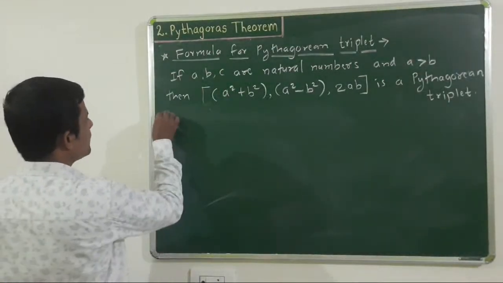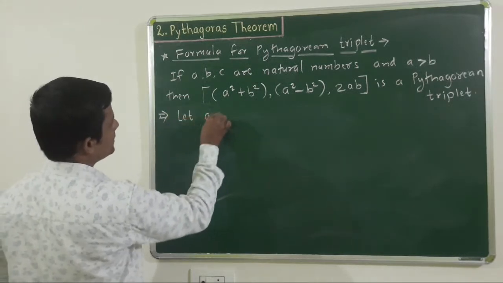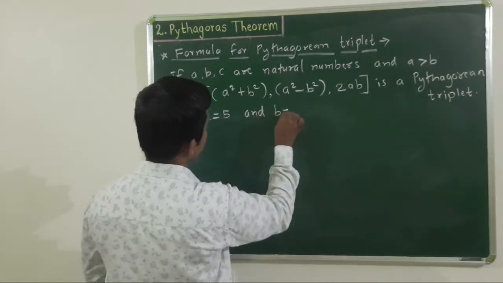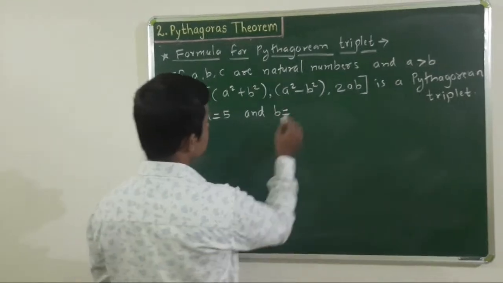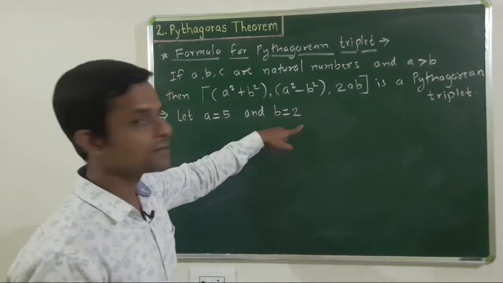I'm putting some values of a and b. Let a be equal to 5. Since a is greater than b, b must be smaller than a. Suppose b is equal to 2. So a is 5, b is 2, and a is greater than b.